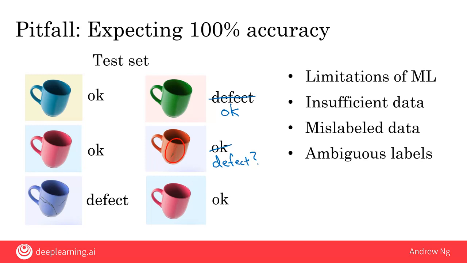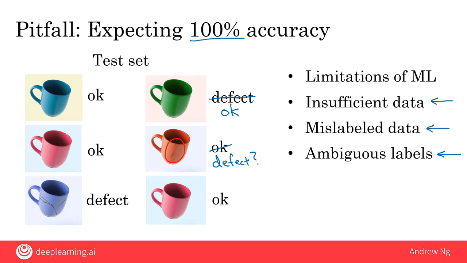Some of these problems can be ameliorated. For example, if you don't have enough data, maybe you can try to collect more data, and more data will often help. Or you can also try to clean up mislabeled data, or try to get your factory's experts to come to better agreement about these ambiguous labels. So there are ways to try to make these things better, but a lot of AI systems are incredibly valuable even without achieving 100% accuracy.